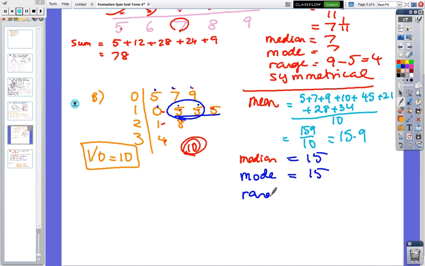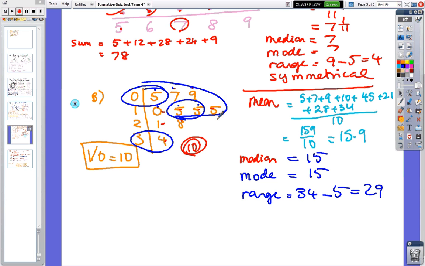The range is the highest minus the lowest. The highest score is 34. The lowest score is a 5. So that's 29. Now this time, the data is bulked at the bottom and then spreads out this way. So it's pushed to the lower end, which I would love to call negative, but that is positively skewed.